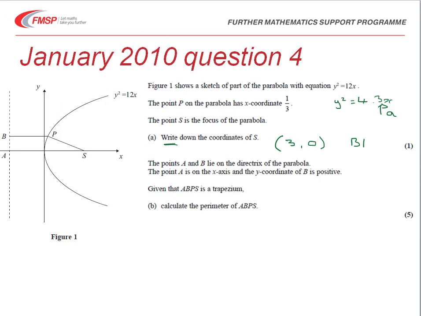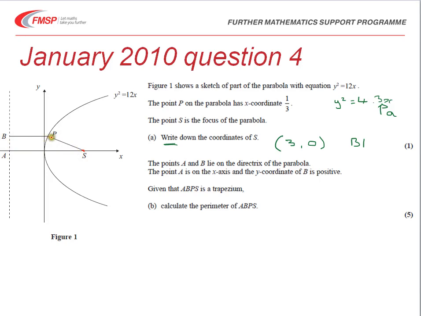The second part of the question uses that point, and then asks us about the perimeter of a trapezium, which is marked on the diagram.